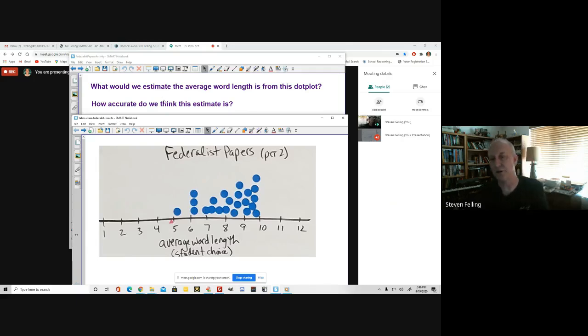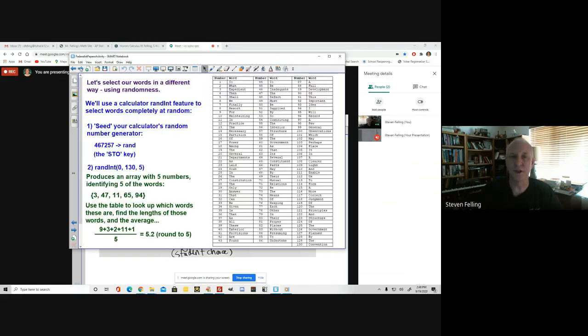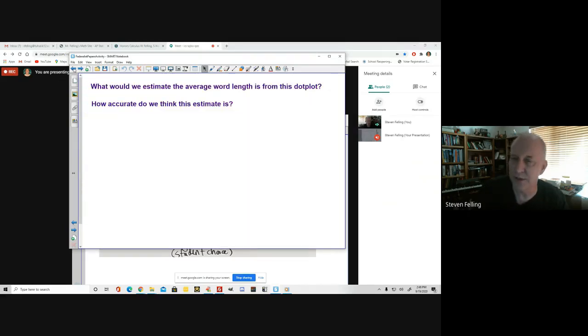Now, how accurate do you think it is? Well, if we look at the dot plot, there was a lot of variation from person to person. When we take a sample of something, that means everybody's going to get a different sample, and therefore we're going to get variation. Okay, so that variation that occurs, it happens naturally.